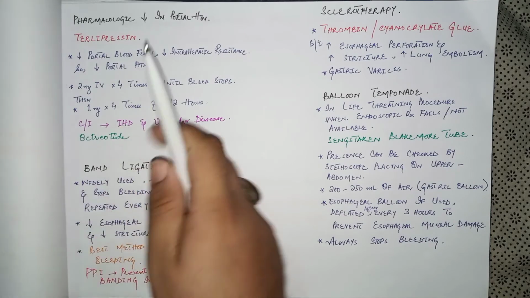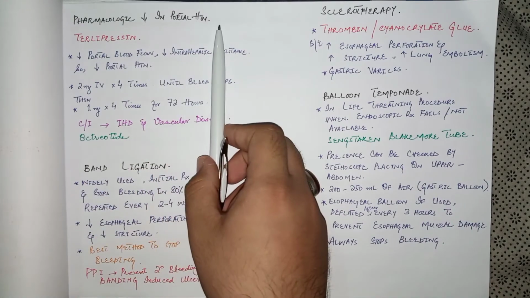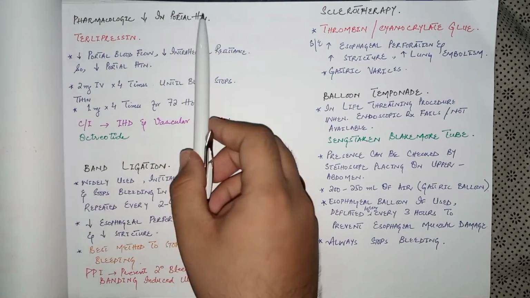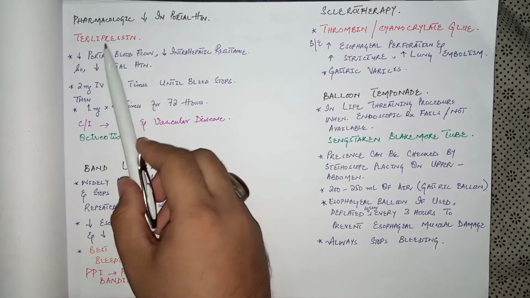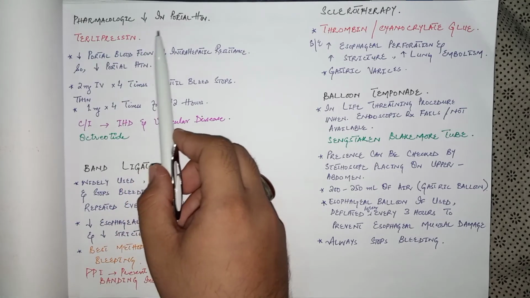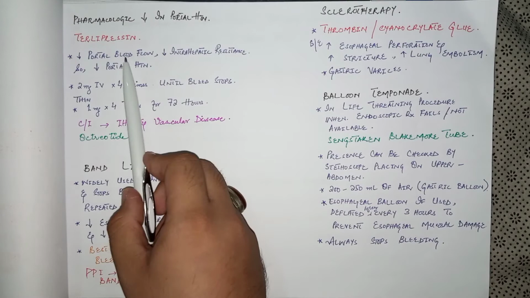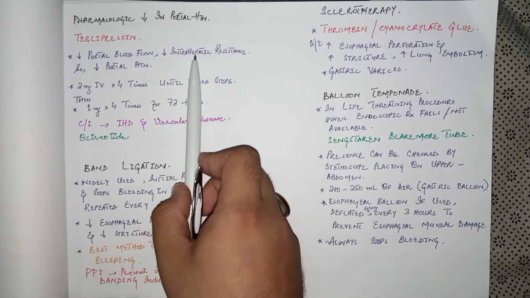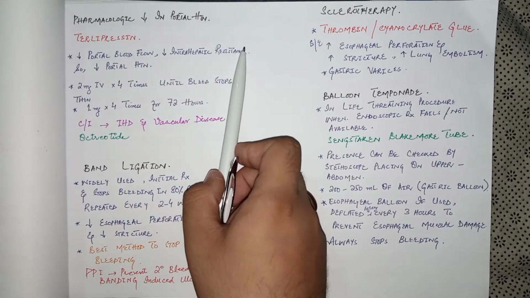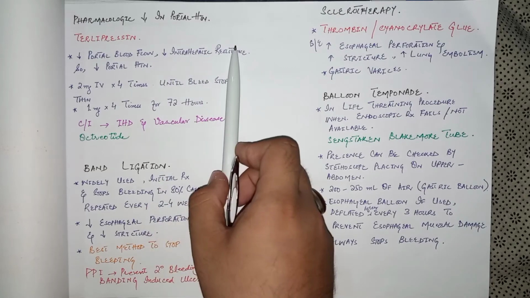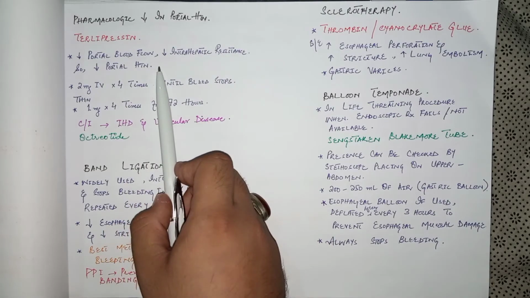Now come to the pharmacological management in portal hypertension. As we have discussed previously, give the patient terlipressin. This terlipressin is basically a vasopressin analog. It reduces the portal blood flow and reduces the intrahepatic resistance. Due to this decreased intrahepatic resistance, the portal hypertension decreases.